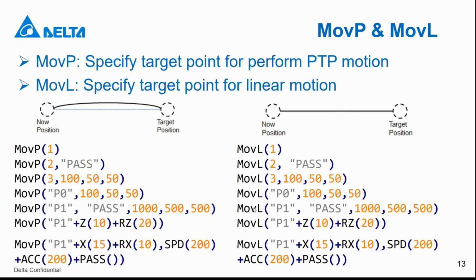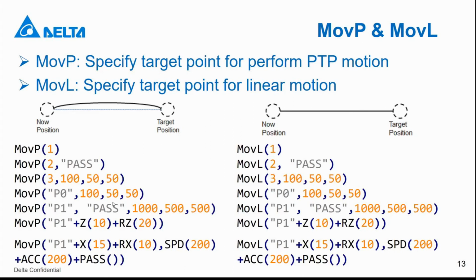So here is an example of a usage of the move P and move L. For the move P, in the beginning, you can do it very simply, just put a point number like 1 here. Then the robot will move to point 1. And then you can also use the pass function I'll introduce later. Or you can also choose a different speed and acceleration and deceleration. And you can also use the name of the point, not the number.